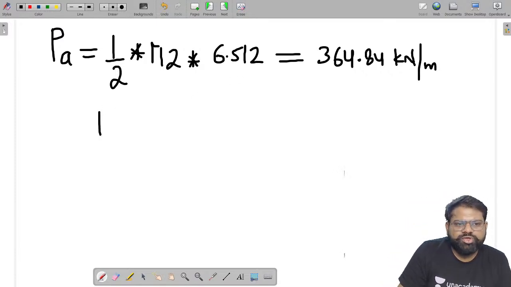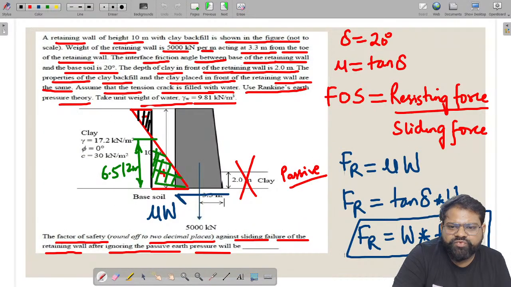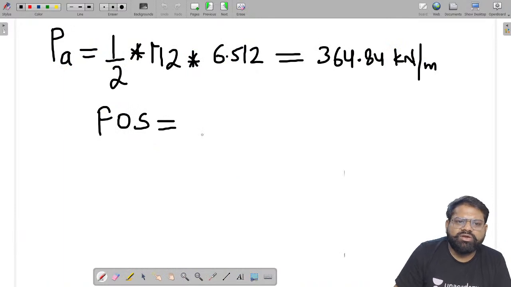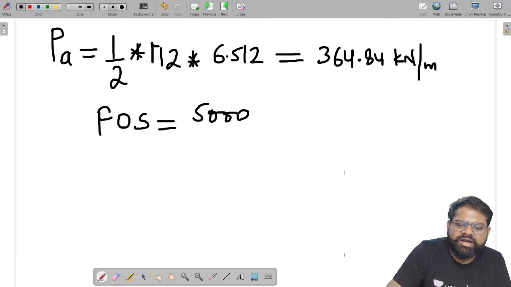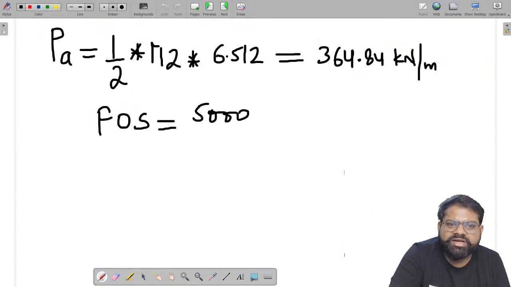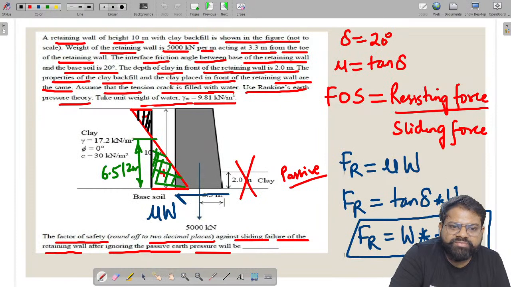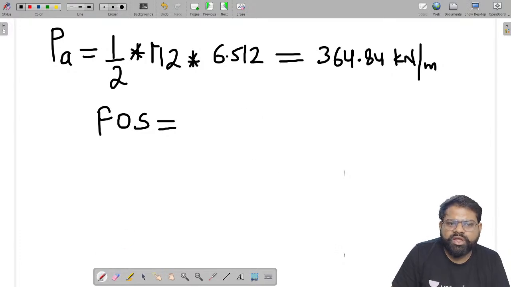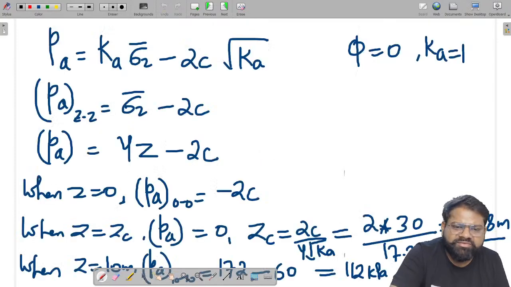So now just use the formula. Factor of safety is equal to sliding resisting force, mu into delta, that is equal to, delta is given, weight is equal to 5000, multiplied by this. The first value, 5000, is nothing but the overturning. So overturning moment will be equal to 5000 multiplied by how much lever arm distance?